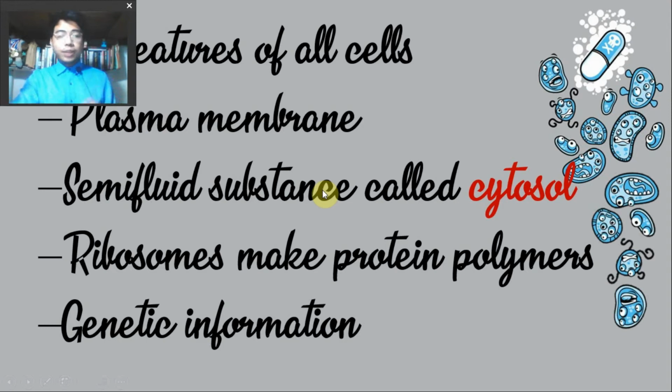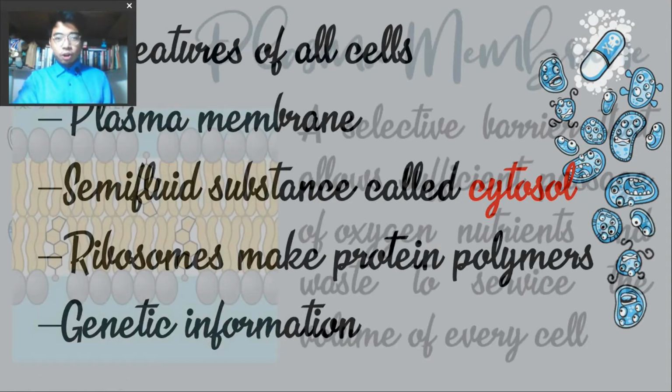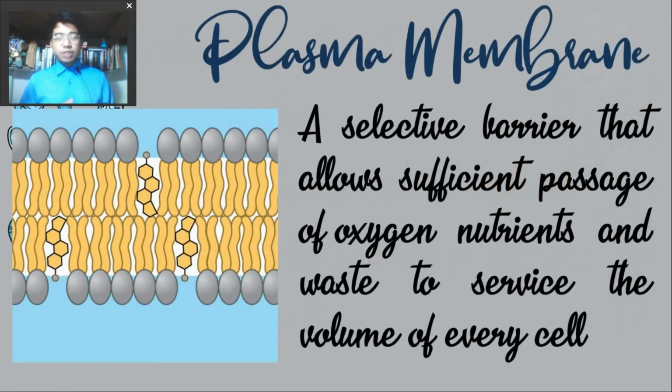Let's start with the first feature present among all cells, and that is the plasma membrane. The plasma membrane is known as a selective barrier that allows sufficient passage of oxygen, nutrients, and waste to service the volume of every cell. We will have a separate discussion regarding the mechanisms involved in the entrance and exit of materials through the plasma membrane in module number 5, where we are going to discuss the cellular transport mechanisms.